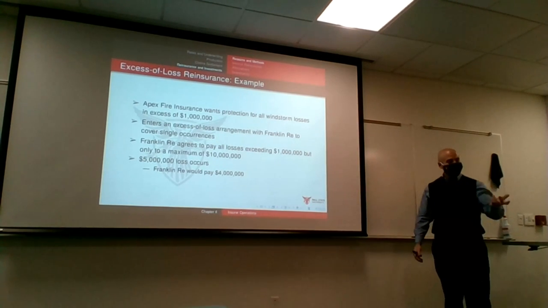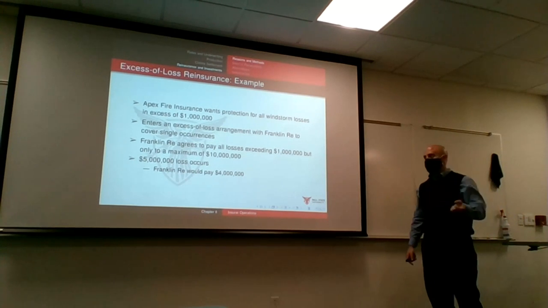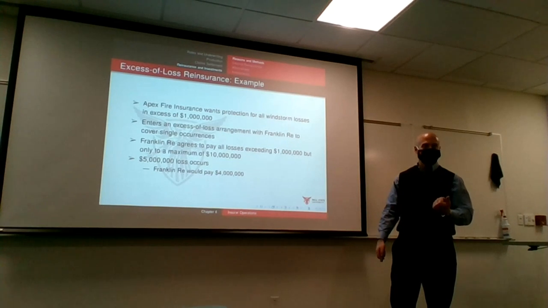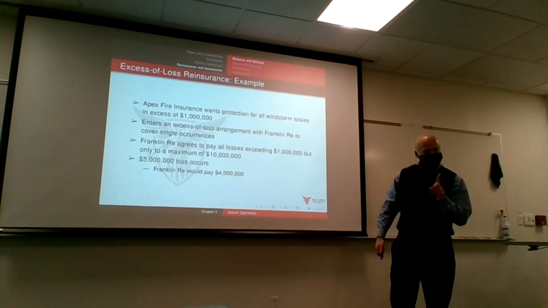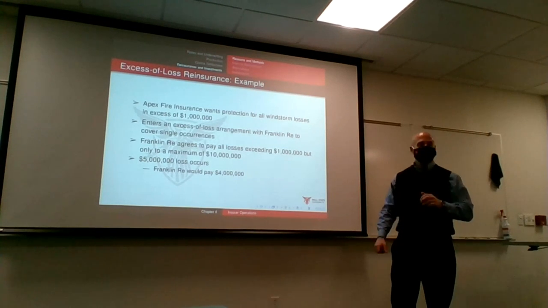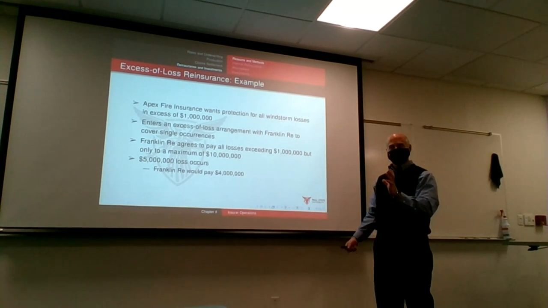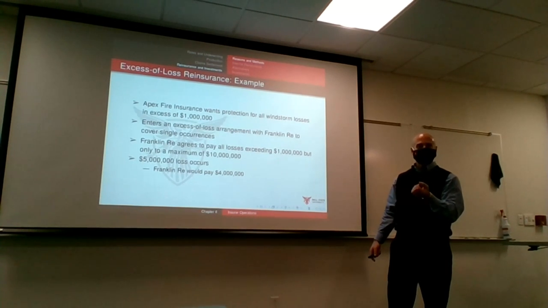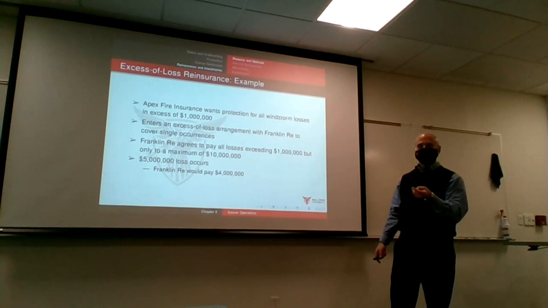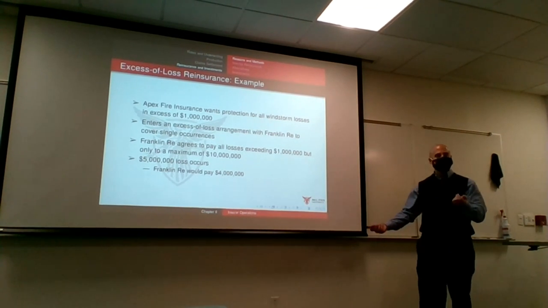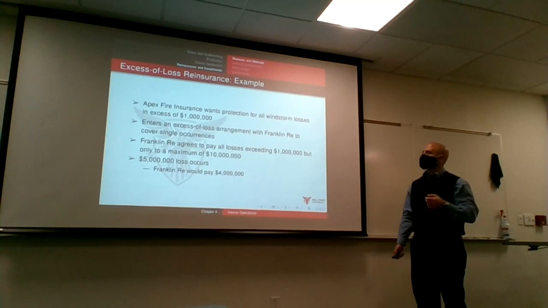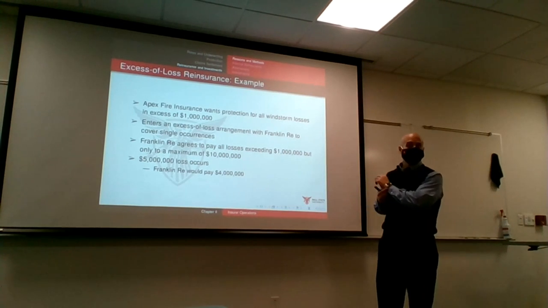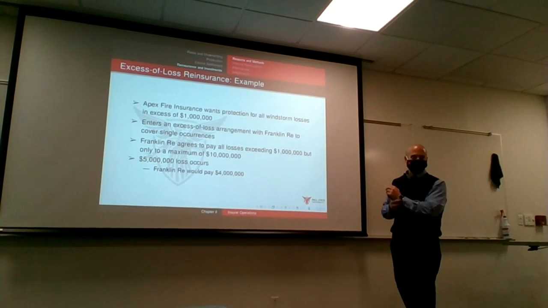If there is a $5 million loss, Apex pays the full $5 million to their policyholders. Franklin pays Apex $4 million. If there's an $11 million loss, Apex pays the $11 million to their policyholders. Franklin only reimburses them the $9 million. So Apex's total payout here would have been $2 million. It could be that they get a reinsurance policy from 10 to 20 million from Geneva Re. That's an option as well.